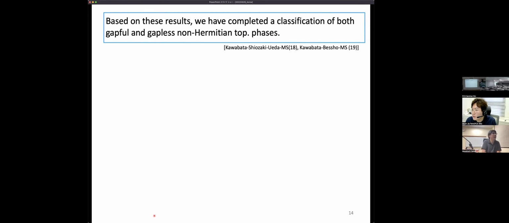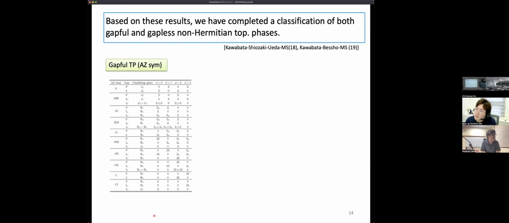Based on this result, we have a complete classification of both gapped and gapless non-Hermitian topological phases. And here I show that we have several periodic tables for the non-Hermitian topological phases. Here I show part of our obtained periodic table. This is the periodic table for the gapped topological phases with AZ symmetry. And as you can see, we have a point gap here and a line gap here and the corresponding topological number here. So if you change the gap structures, the topological structure can be different.